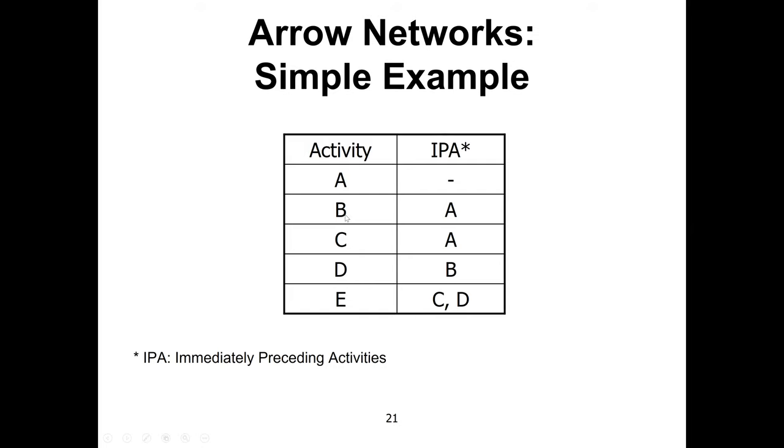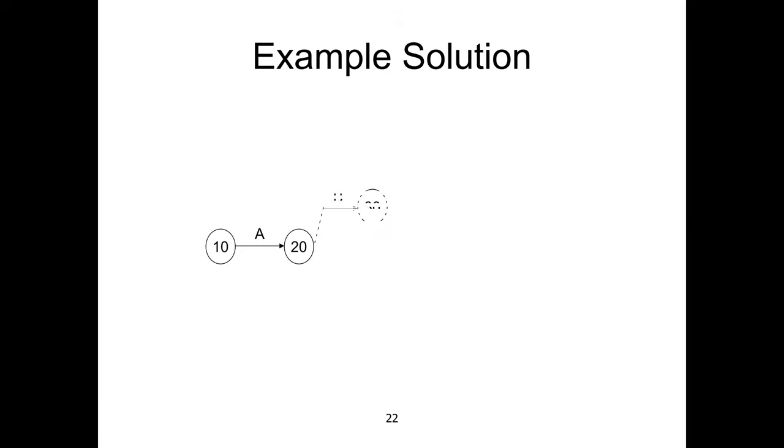Activity B will be after A, and activity C will be after A, and activity D will be after B, and activity E will be after C and D. With this list, we can start the arrow diagram. Here is the arrow diagram. For activity A, the IPA is nothing, so this is the starting activity.